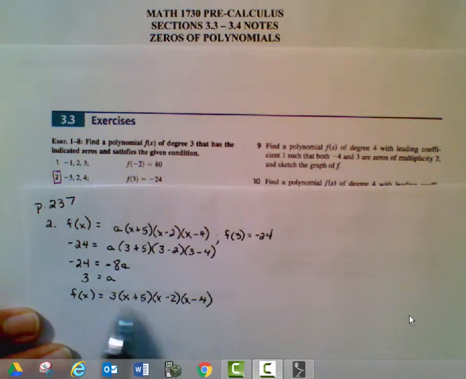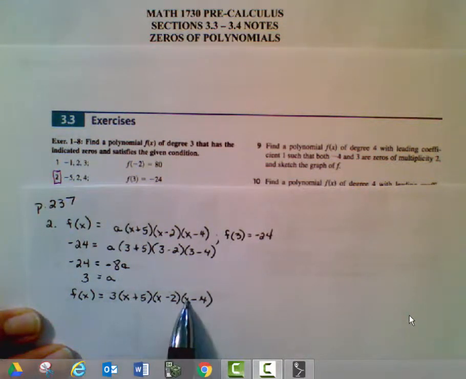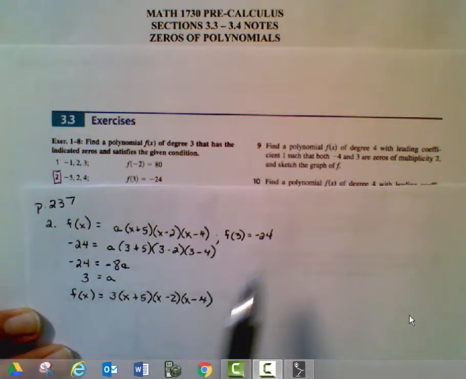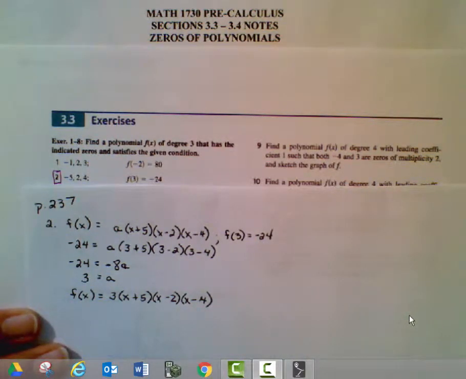And we can double check, if we let x be 3, we should get y as negative 24. Let's check that real quickly. If we let x be 3, this would be 3 times 8 is 24. 3 minus 2 is 1. 24 times 1 is still 24. 3 minus 4 is negative 1. And this 24 times negative 1, sure enough, is the negative 24 that we were supposed to get.